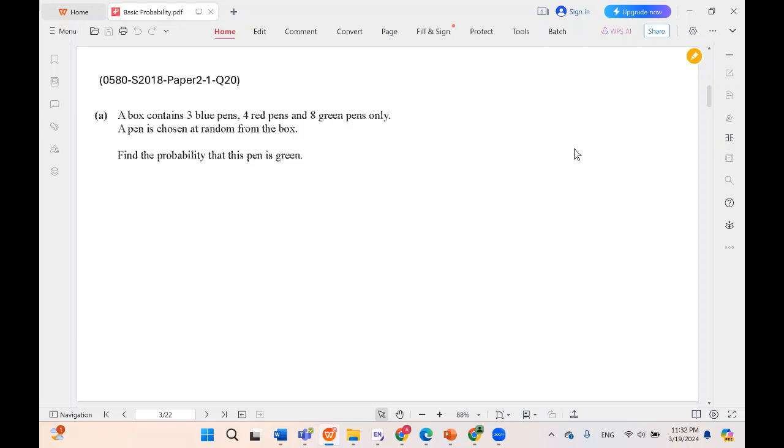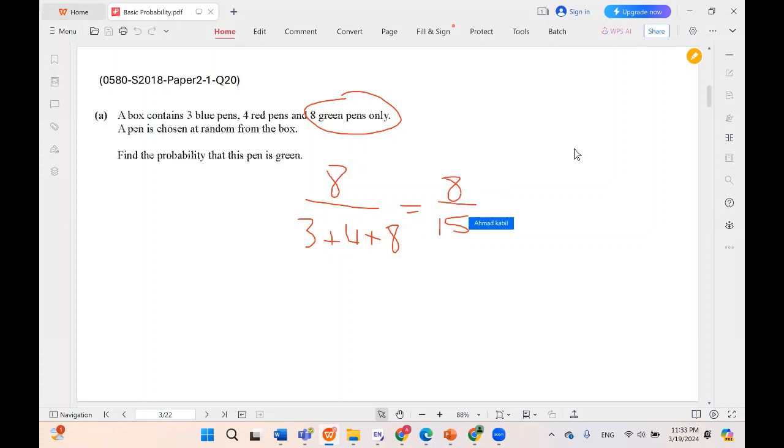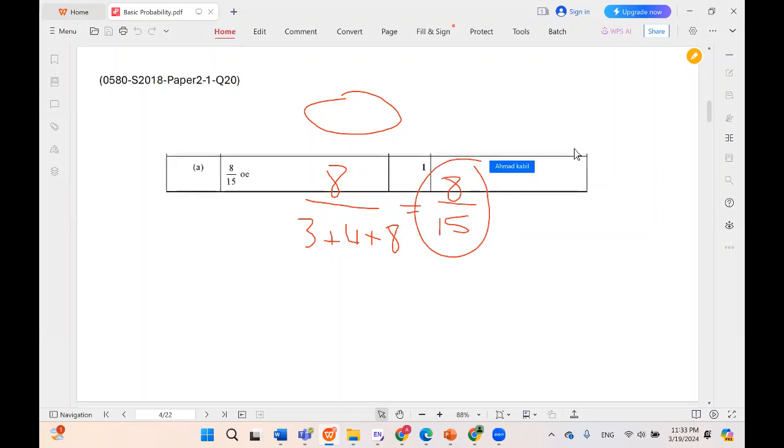A box contains 3 blue pens, 4 red pens, and 8 green pens only. A pen is chosen at random from the box. Find the probability that this pen is green. So the probability that this pen would be green is basically the number of green pens divided by the total number of pens that we have, which is 3 plus 4 plus 8. And this gives us 8 over 15 as a final answer.